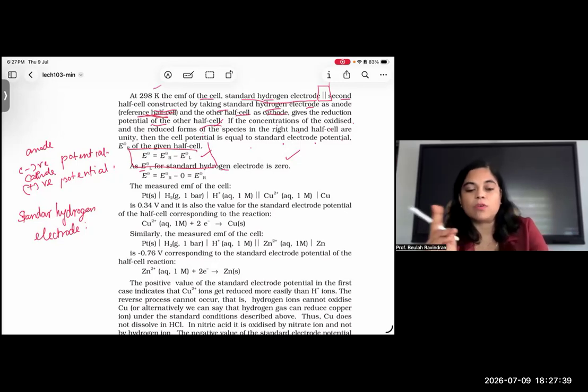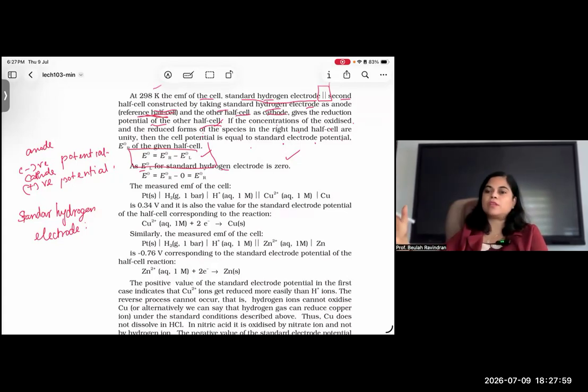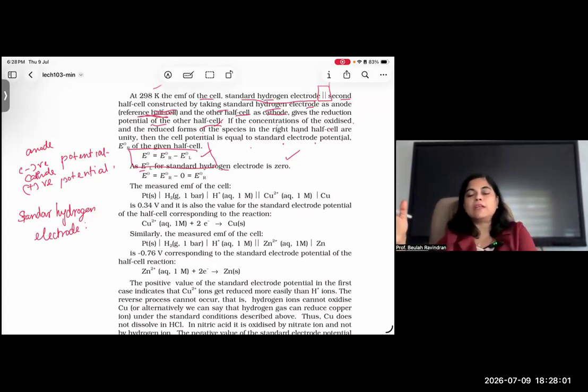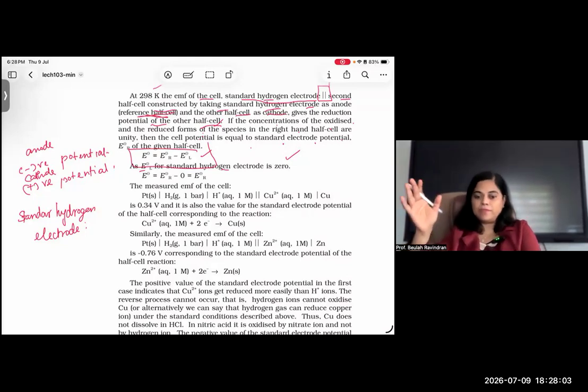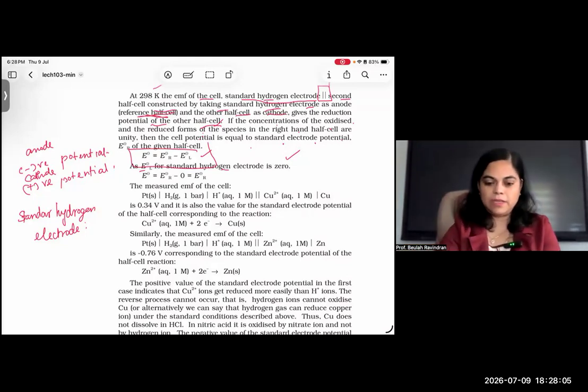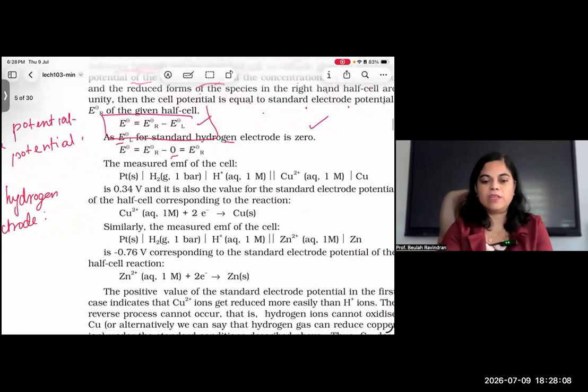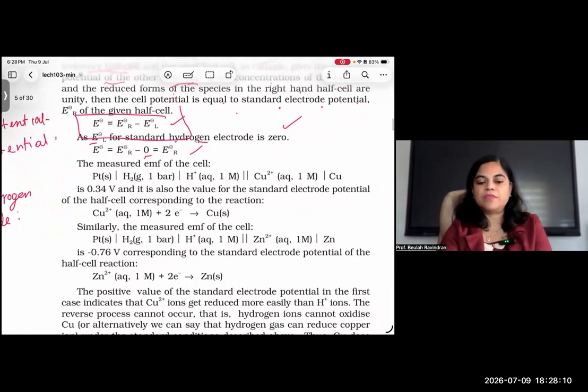If the concentrations of the oxidized and the reduced forms in the right hand cell are both unity, then in the right hand cell we are taking the reference. In the left hand cell, we are making that electrode potential 0. So everything comes to the right hand side only. We are taking the right hand side as the reference. If you make the left 0, then it will be only the right hand, the measured EMF of the cell.